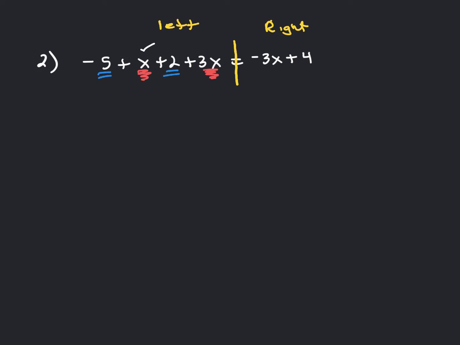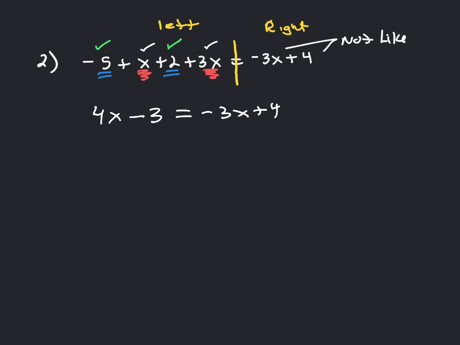So 1x and 3x, doesn't that make 4 x's? And a negative 5 and a positive 2, doesn't that make a negative 3? So we're going to say minus 3. On the right-hand side, these are not like terms, because the first term has an x and the other term is just a constant. So those are not like each other. So we're just going to recopy those.